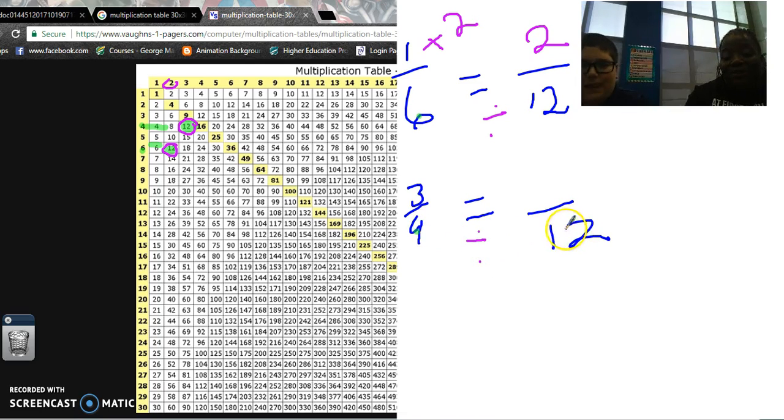4 will go into 12. Just in case you don't know, use the multiplication chart. Do not whip out that calculator, right? 4 goes into 12 how many times? 4 goes into 12 3 times.